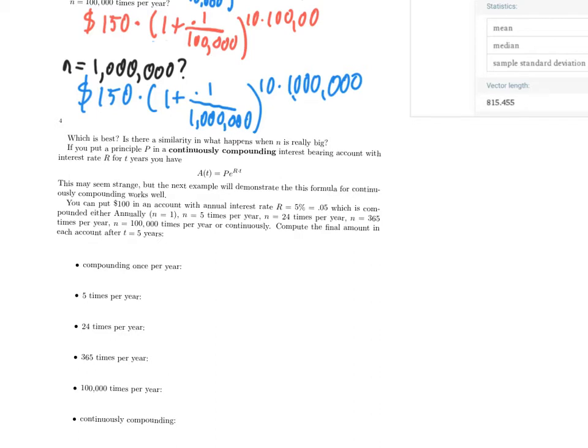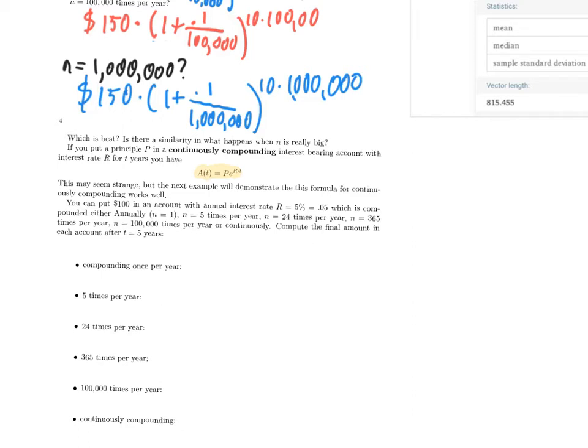And here is where Euler's number shows up. If you put a principal P in a continuously compounding interest-bearing account with an annual interest rate R, for T years, then the amount that you have after time T is just given by the principal P times e, Euler's number, raised to the R times T. And that may seem a little bit strange, but let's go ahead and notice that this does, in fact, give something quite correct.